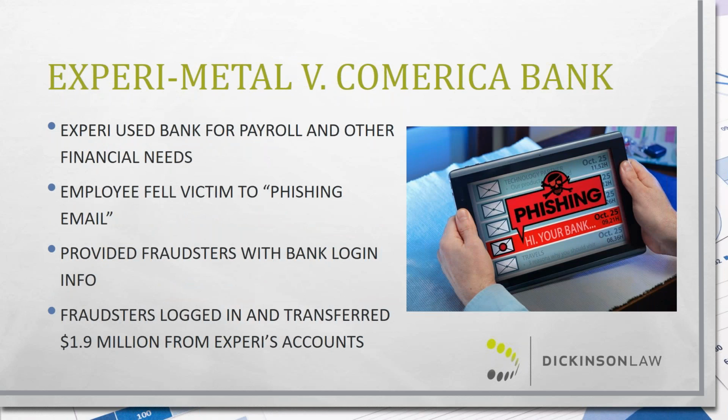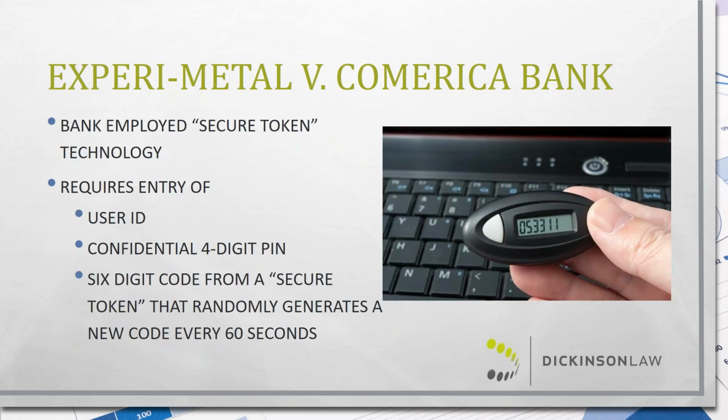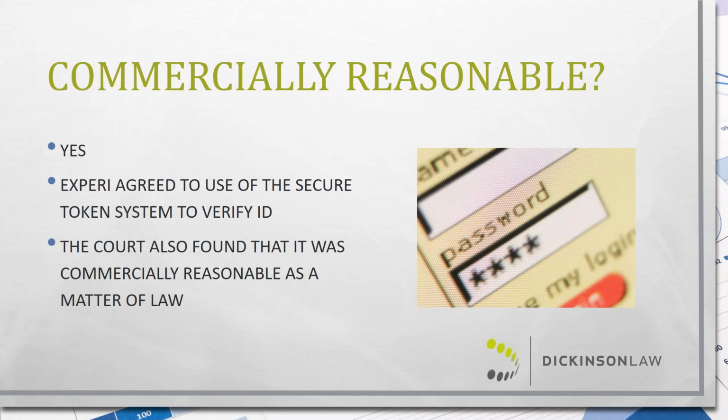In one case, a financial institution saw one of its account holders lose $1.9 million after an employee at the organization received a phishing email and provided the fraudsters with all the information they needed to initiate transfers through the online system. The bank, however, had used a secure token technology as part of its security process, which required the customer to input a security code before it was able to authorize any kind of wire transfer.